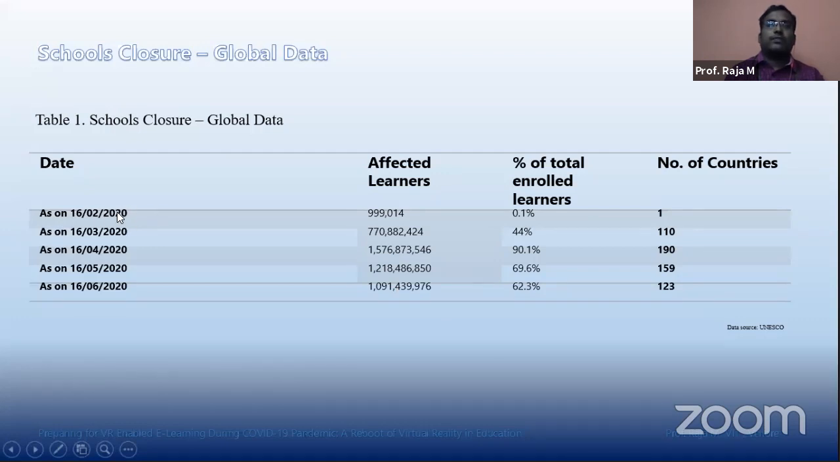Starting from 16/2/2020 and ending 16/6/2020 is the data that I have populated. You can see the number is too huge, 1 billion and 91 million and odd, which is 62.3% of the total enrolled learners, from about 123 countries.